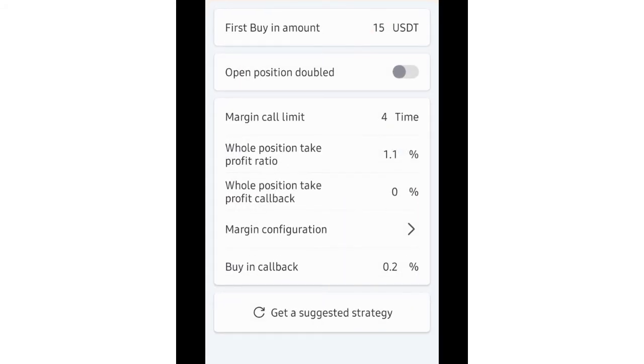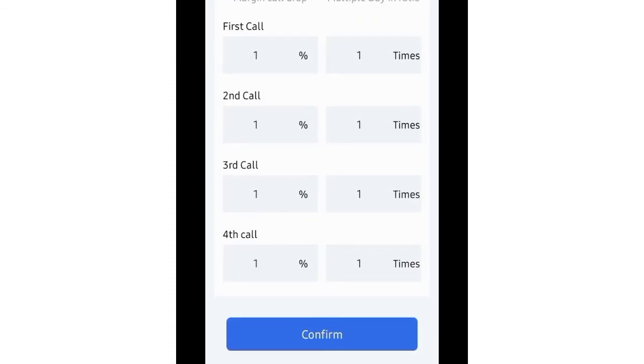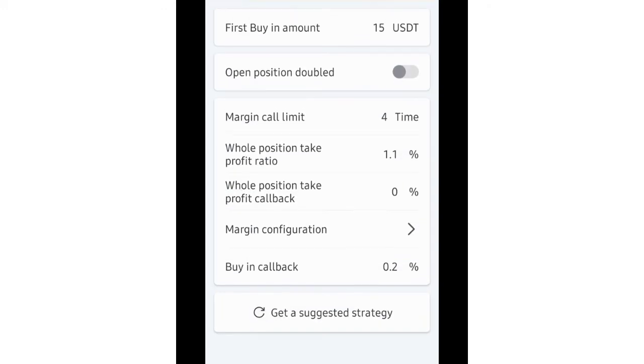So when you tap on the trade settings, you can see margin call limits, take profit, which is the profit you want it to get to before it comes out of the market. When you click on margin configuration, this is where you set how many times you want it to go and at what percentage you want the market to drop before it spikes again. So this is what the robot does for you.